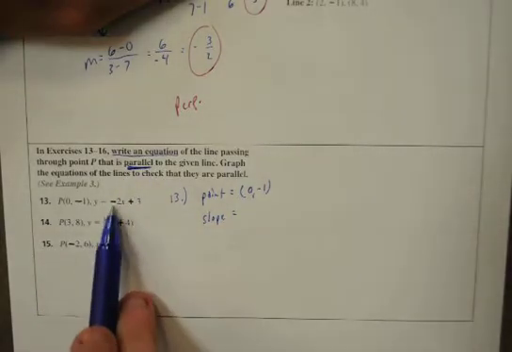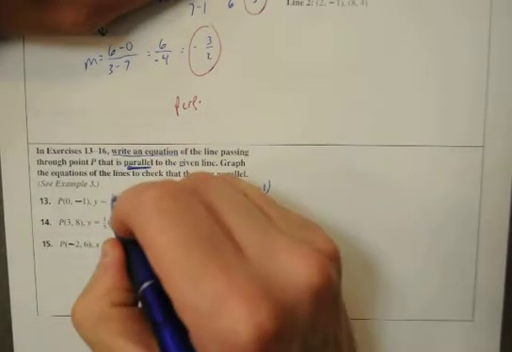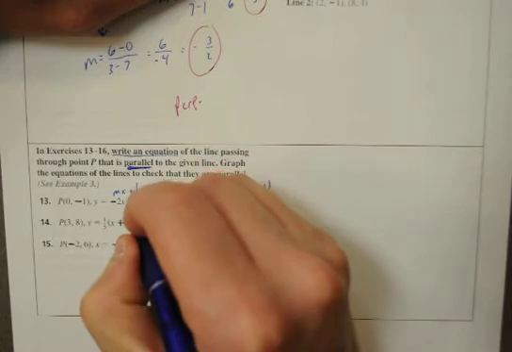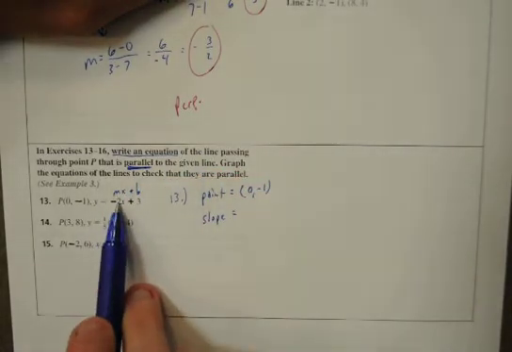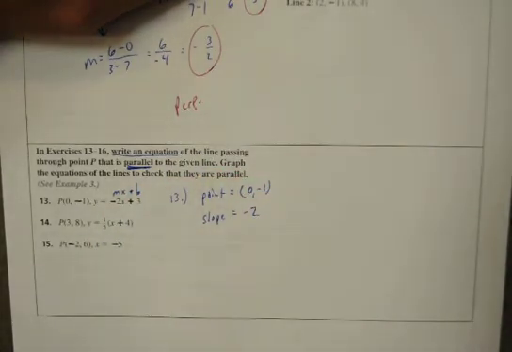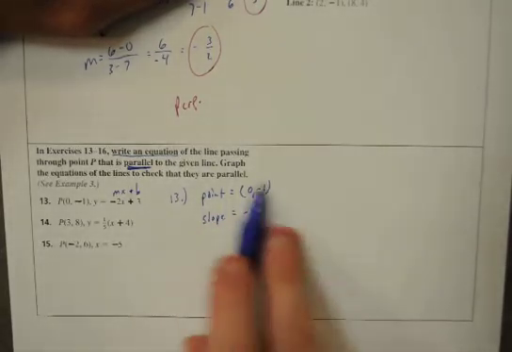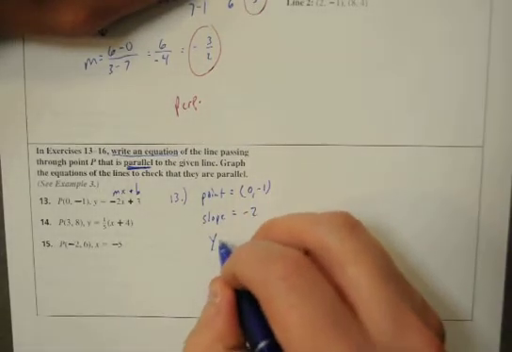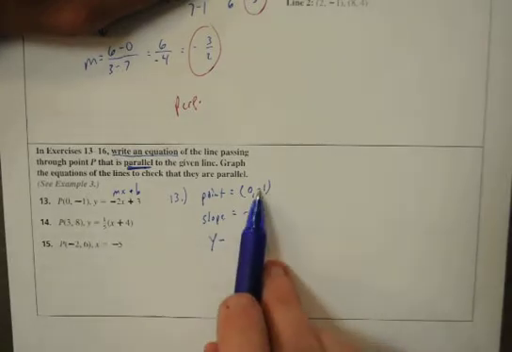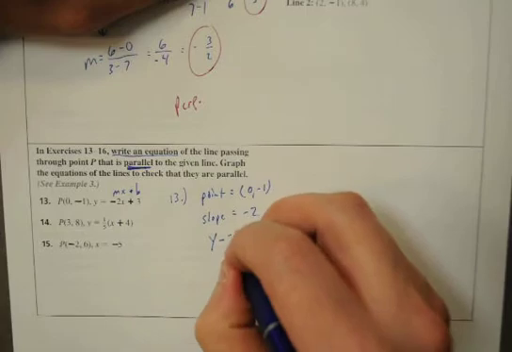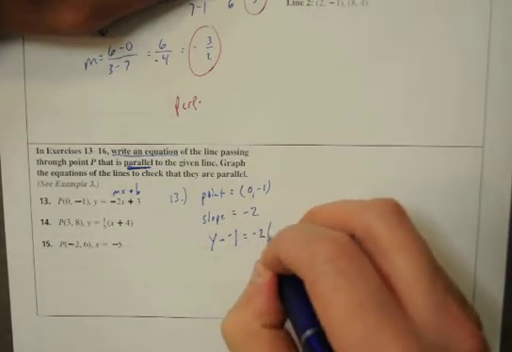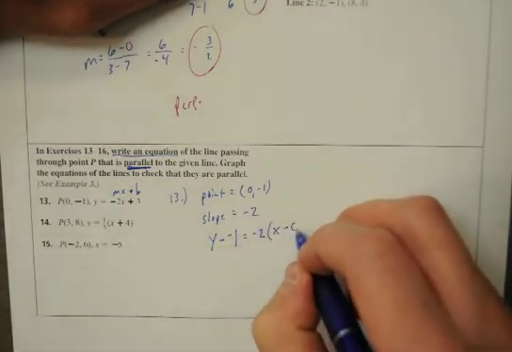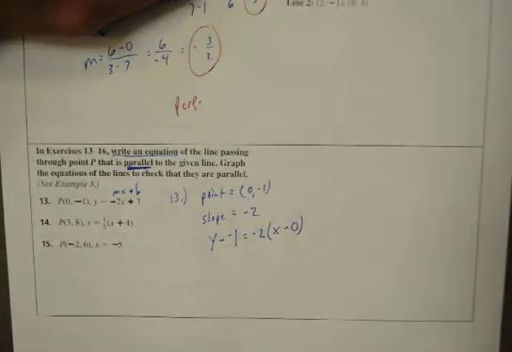parallel, which means same slope. So here's my line. This is mx plus b. So this slope is negative 2. So I just need to write an equation now using point slope form. So y minus negative 1, your y value, equals the slope times x minus 0, x minus your x. This is point slope form. Go reference point slope form if you need to on the front of your notes from this lesson.